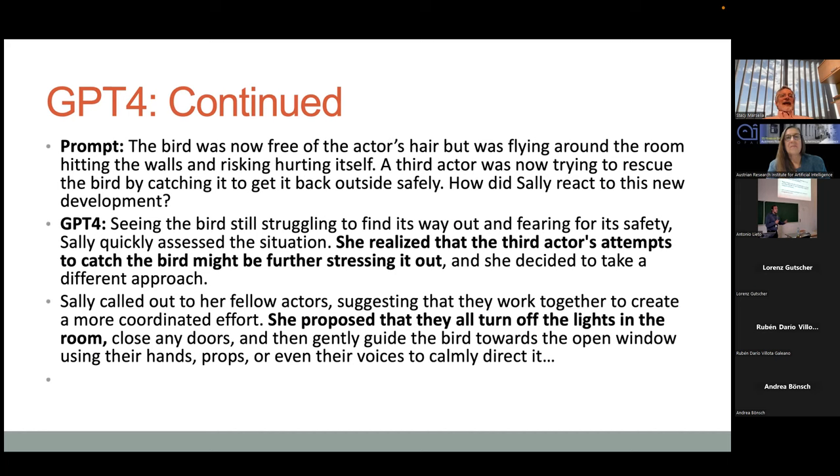The bird was now free of the actors here. A third actor was now trying to rescue the bird. How did she react to this new development? She realized that the actor's attempts to catch the bird may be further stressing it out. In fact, that's what was happening. I didn't actually talk about this in the video: the man running across the screen was actually trying to grab the bird and get it safely out the window. But that was freaking the bird out, this guy approaching it. And then it goes on to say that she proposed that they turn off the lights in the room.